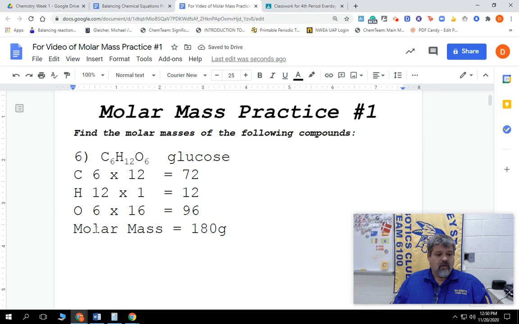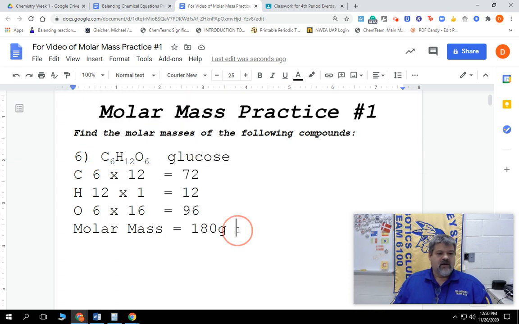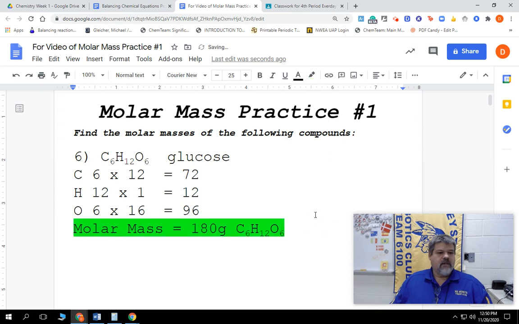And so the molar mass is 180 grams, and that's of what? We can write down glucose, or I would prefer at this point you go ahead and write down what the formula is. So we're going to copy that, put it down here, paste it, and there we go. So the molar mass of glucose is 180 grams. Then all we have to do is go ahead and highlight that, and we're done.